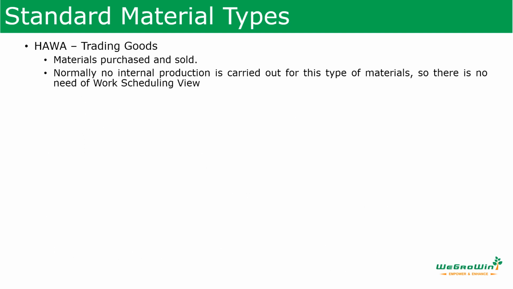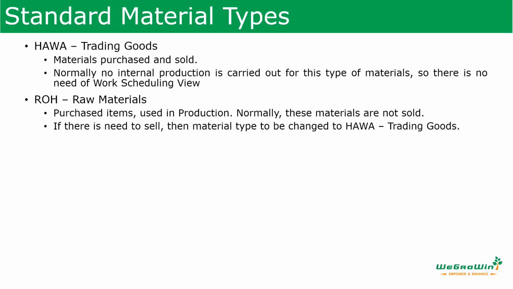HAWA trading goods, these are the materials which are purchased and sold. Normally, no internal production is carried out for these materials, so there is no need of work scheduling view for these materials. ROH are the raw materials, which are purchased items used in production, and these materials are not normally sold outside. If there is a need to sell them, then the material type has to be changed to HAWA trading goods.